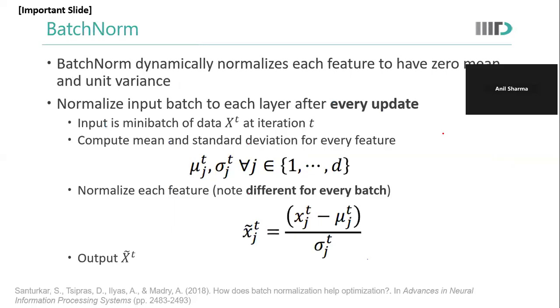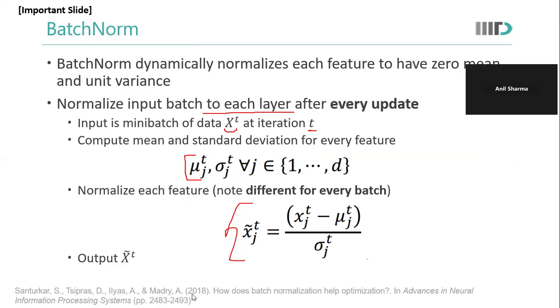Okay, so another innovation that DCGAN adds is batch normalization. It dynamically normalizes each feature to have zero mean and unit variance. It is applied on each layer after every update, and the input is the mini batch of data x_t at iteration t. We compute the mean and standard deviation of every feature at that time, and then we normalize that feature using these values. So this is how things are happening.